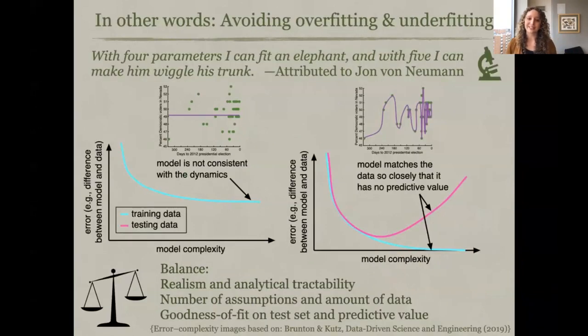So you can think about this using this. I like to keep this quote in mind, right? This is the idea that if you have a bunch of free parameters, you can do anything.